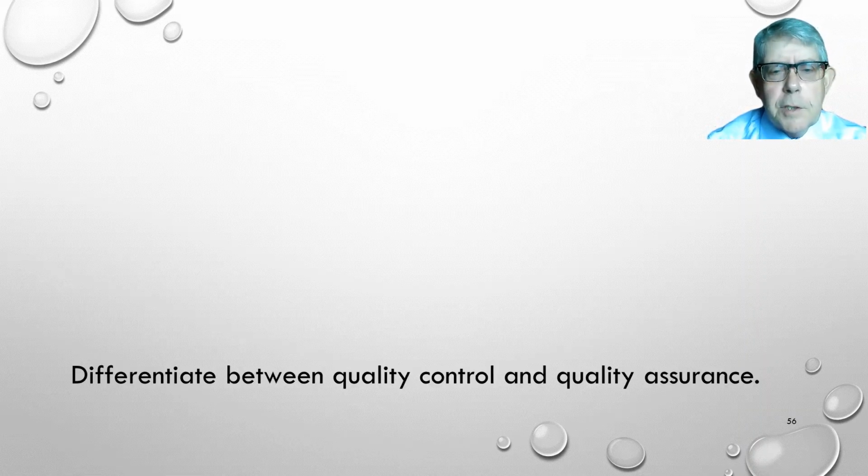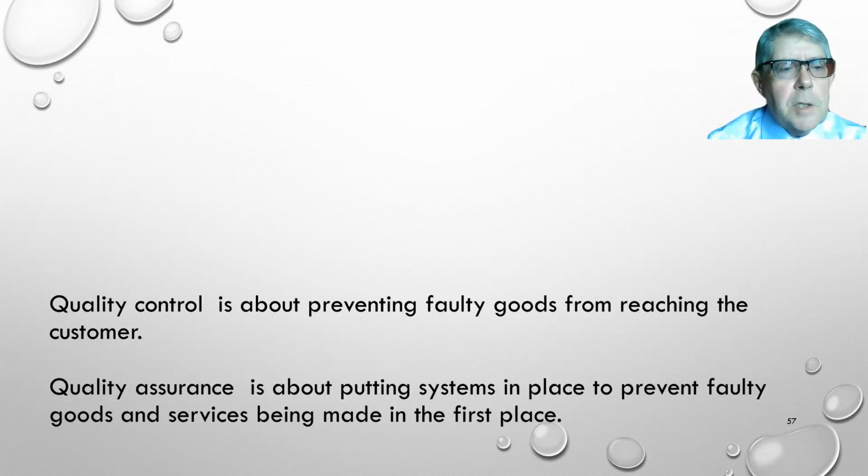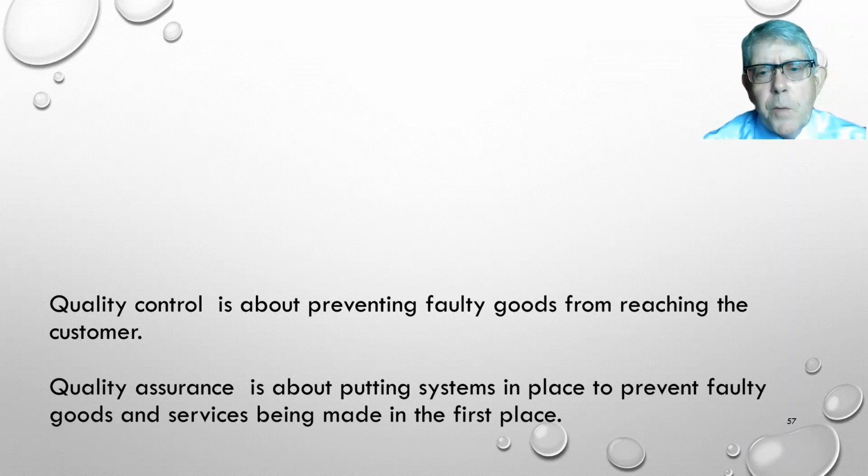Differentiate between quality control and quality assurance. So quality control is about preventing faulty goods from reaching the customer. Quality assurance is about putting systems in place to prevent faulty goods and services being made in the first place.